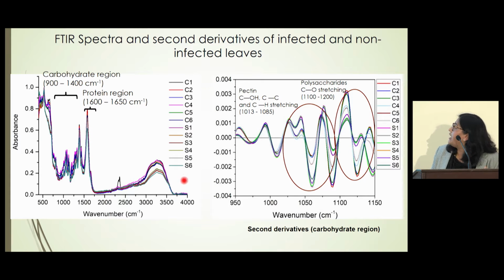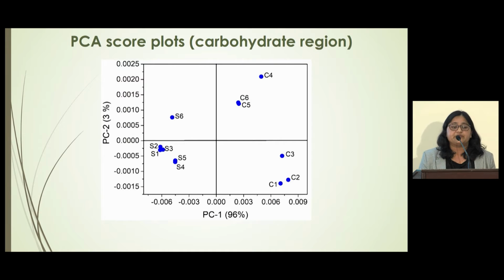So we got in the second derivative that there is a huge difference in the carbohydrate profile for infected and non-infected samples. After that, we ran the principal component analysis, and we found that the changes in the carbohydrate profile give us a very good classification among the infected and non-infected samples. So the S is the infected sample, and the C is our control sample.